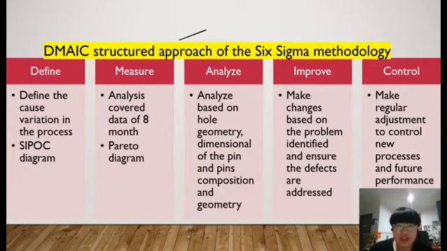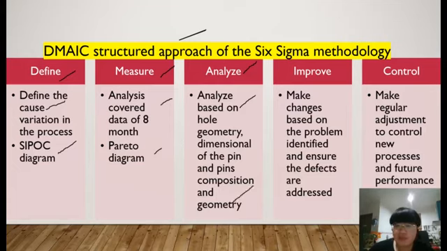Hence, the DMAIC structured approach of the Six Sigma methodology is applied. Firstly, define: define the cost variation in the process using a support diagram. Next, measure: analyze the data of 8 months for the 2-pin insertion machines of the process and find out the priorities in improving the process using a Pareto diagram to reduce the problem of rejection. Next, analyze: we analyze based on the hole geometry, the dimensions of the pin, and the pin's composition and geometry.